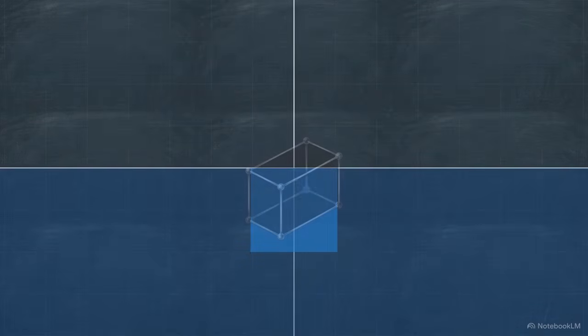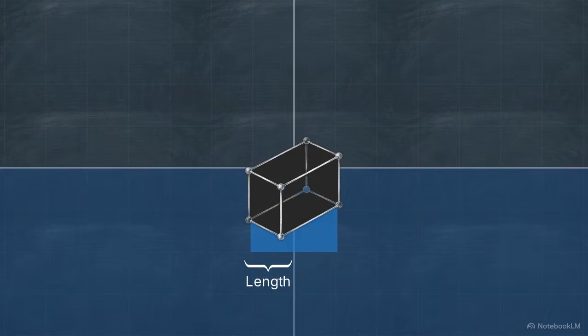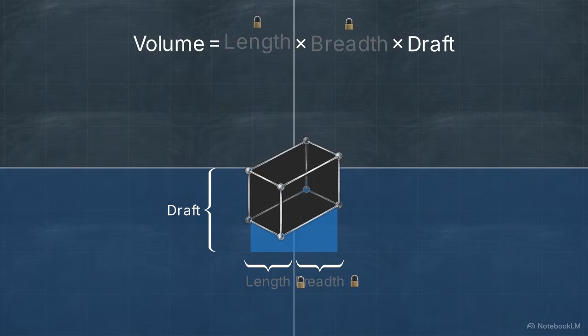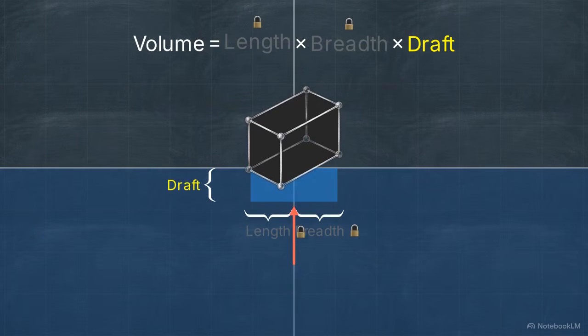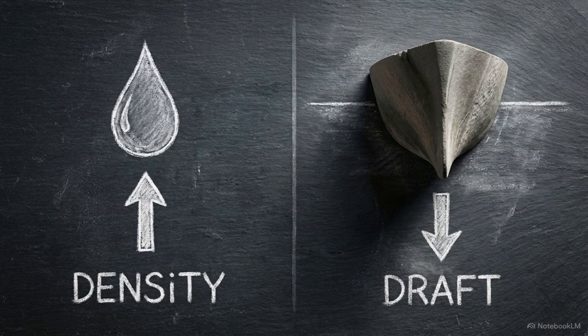Immersed volume is simply the length of the vessel multiplied by its breadth and then multiplied by its draft. For a rigid rectangular box, the length and breadth cannot change. Therefore, the draft is the only physical dimension capable of shrinking to reduce that volume. If the density of the water increases, the ship's draft must definitively decrease.